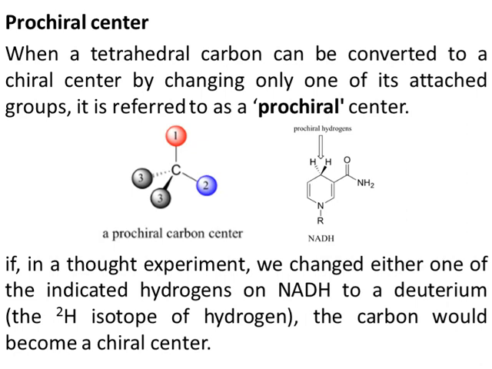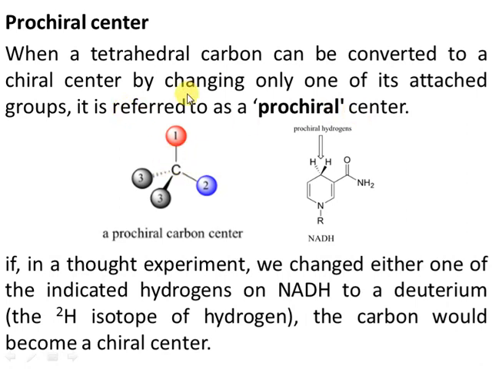Firstly, prochiral. So consider that you have a tetrahedral carbon, right? Tetrahedral carbon is a carbon that has four groups attached to it. So if a tetrahedral carbon can be converted into a chiral center by changing only one of the attached groups, right, then such a carbon is called a prochiral center.